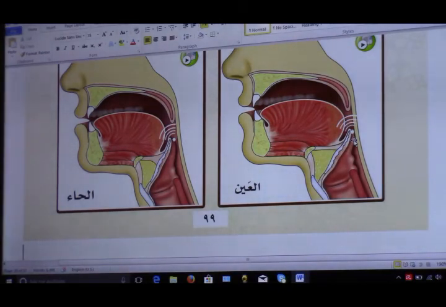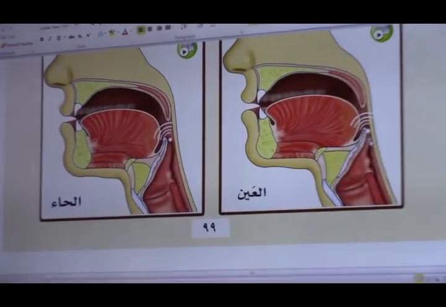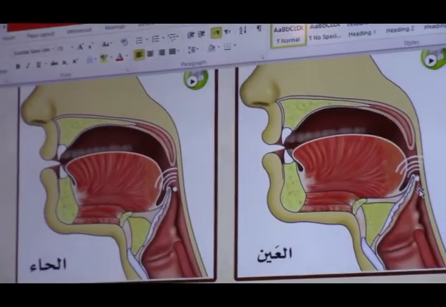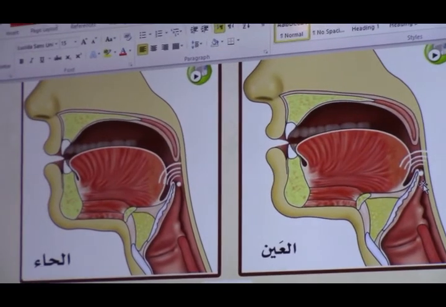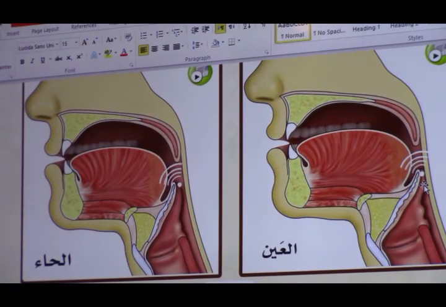It's bayni. It's neither rikhu, meaning the sound is not flowing completely, because the passage is not open completely. And it's not shadid because the passage is not closed completely. It's partially open, partially closed. This makes it what? In the middle.